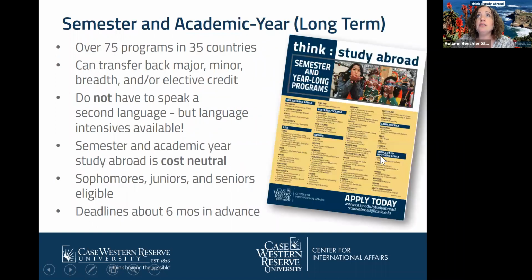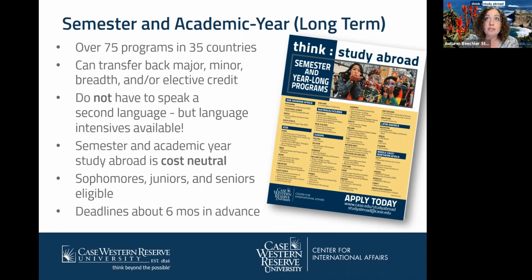So when you take a look at some of our semester and academic year programs, which we lovingly call long-term programs, there are over 75 programs in 35 different countries. Students can transfer back any kind of credit. They can transfer back credits for their major, credits for their minor, credits for breadth, electives, anything. And those are, again, approved in advance by Case Western Reserve University faculty. So students know before they go what they're transferring back and that they're going to stay on track for graduation.